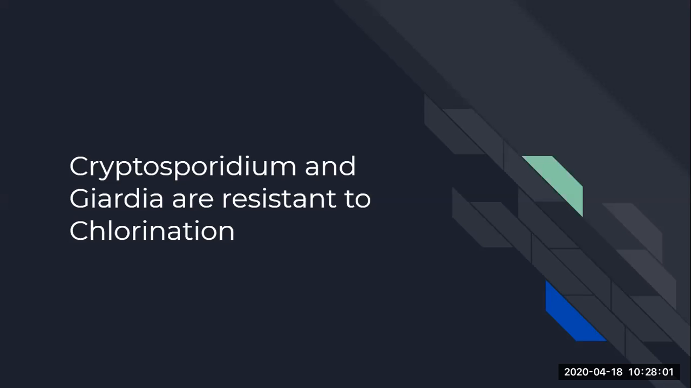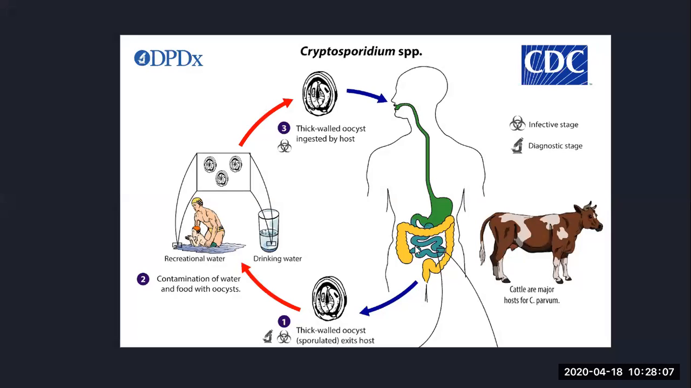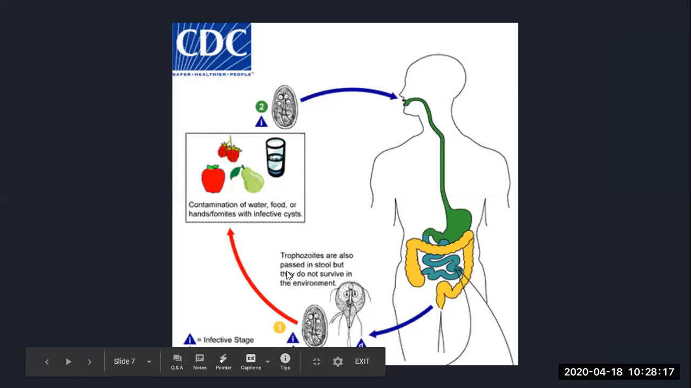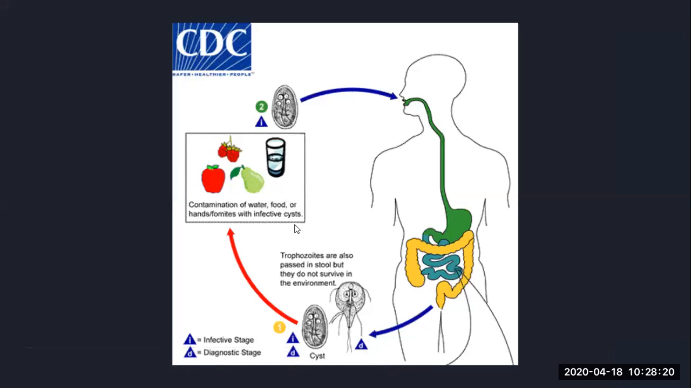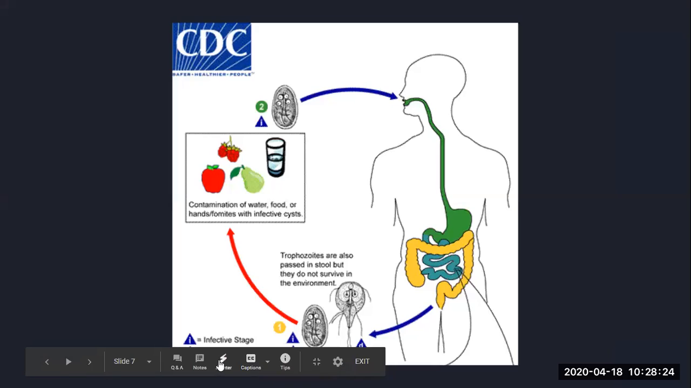Okay, the two of them are resistant to chlorination, and the reason is because most of the time they're in the water as either oocyst or cyst, right? So most of the time they're available in this form, okay?